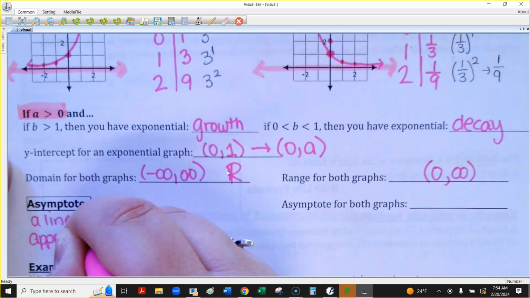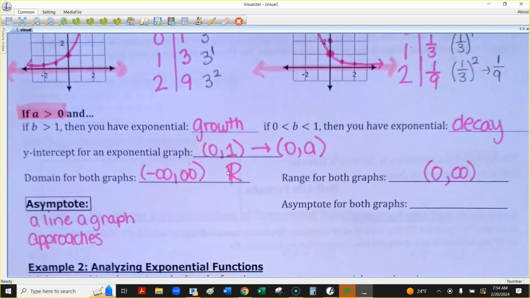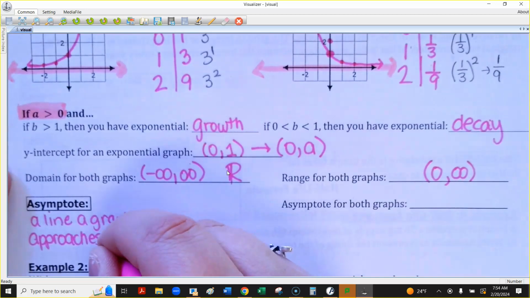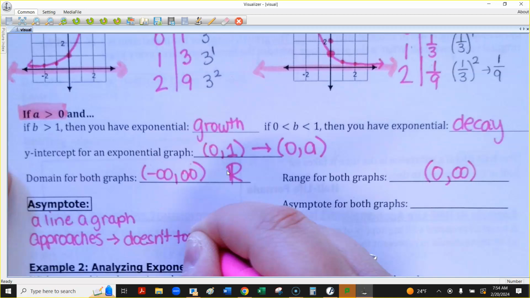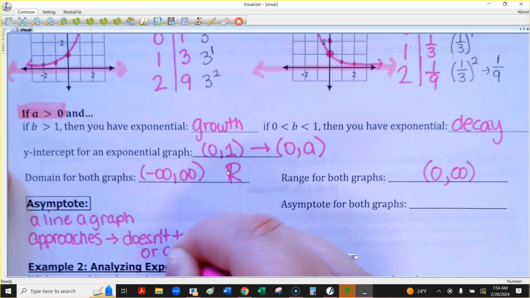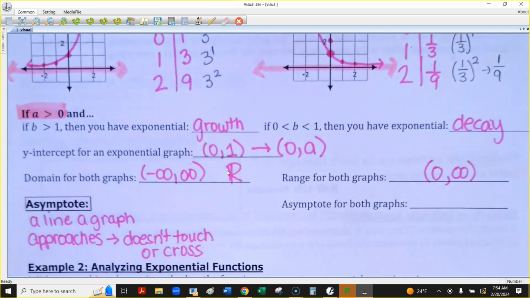So both of those little J shapes, one's forward, one's backwards, they get really close to that x-axis, but they don't touch it, don't go over it. So it's a line that a graph approaches, doesn't actually touch or cross that line, which is maybe a little bit redundant, but it doesn't actually get to that line. It never goes over it, it's kind of bounded by that line, if that makes sense.